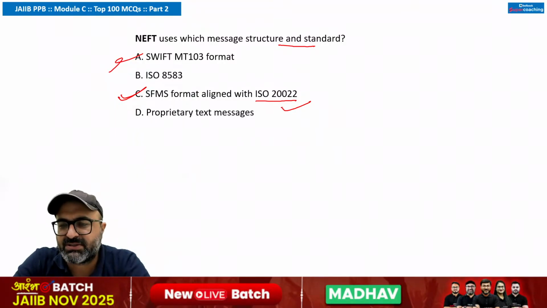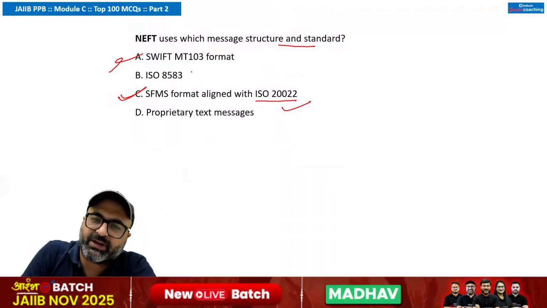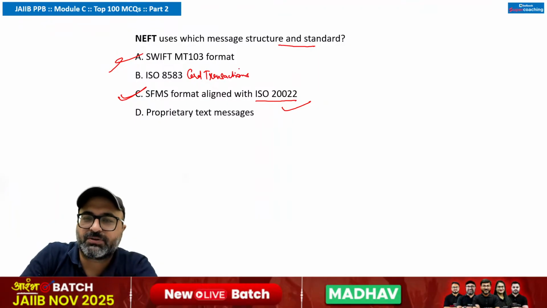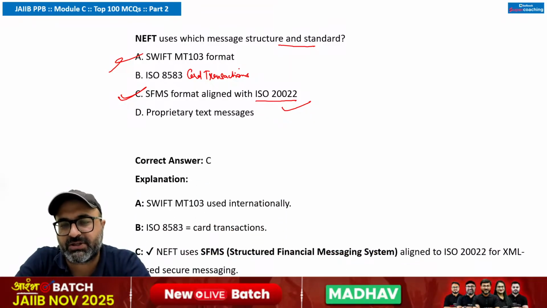Proprietary text messages ऐसा कुछ होता ही नहीं है, और ISO जो transaction है ISO 8583, it is used for card transactions. So C option is the correct answer.